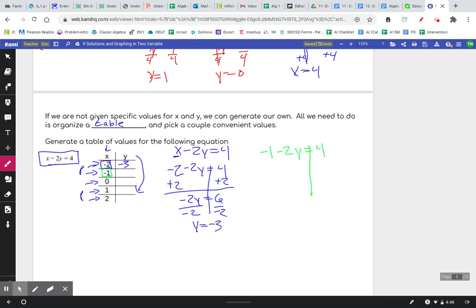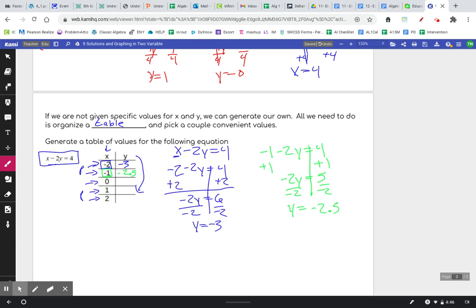The inverse of subtracting 1 is adding 1. I get -2y equals, well, 4 plus 1 is 5. Also got to divide by -2 because I'm solving for y, and I get y equals 5 over -2. I can leave it like that. 5 divided by -2 also is -2.5. Since I'm not using this as a slope or a rise over run, it's not a bad idea to get a decimal in there if you find that convenient as well.